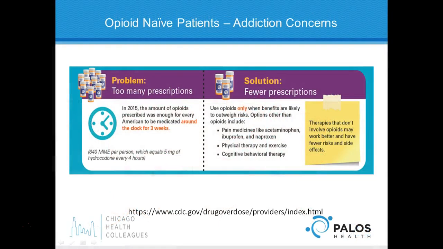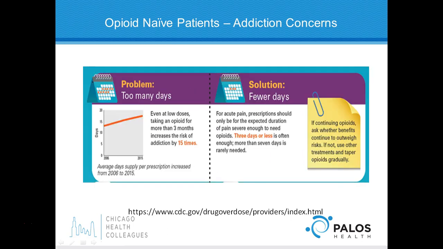Now, what is the main problem? The problem is there are too many prescriptions, number one. Number two, there are fewer and fewer prescriptions for non-narcotic medications, including acetaminophen, ibuprofen, naproxen. The use of physical therapy, exercise, cognitive behavioral therapy, or even referral for psychotherapy can be very helpful without having to use narcotics.